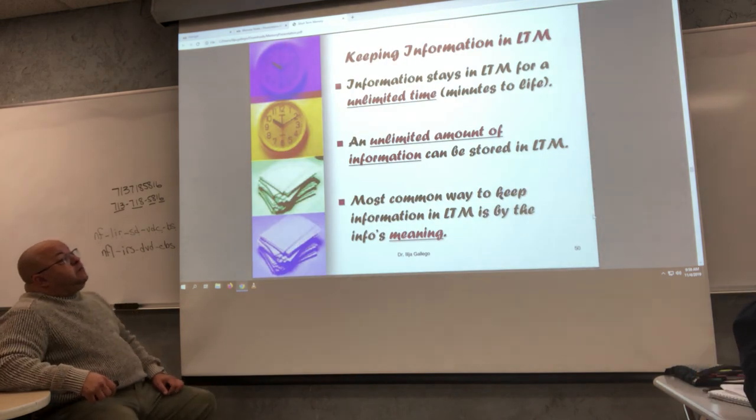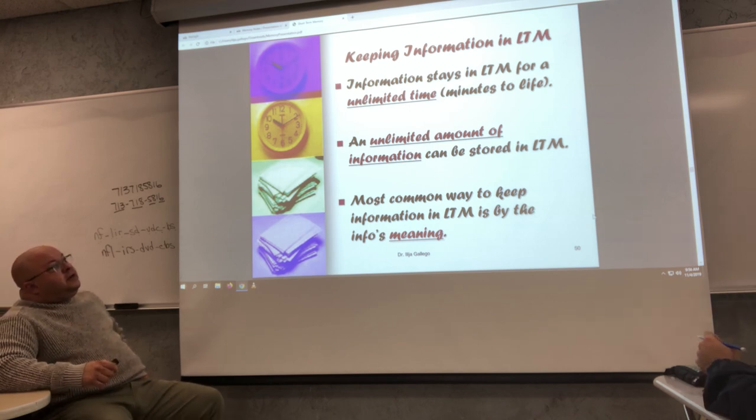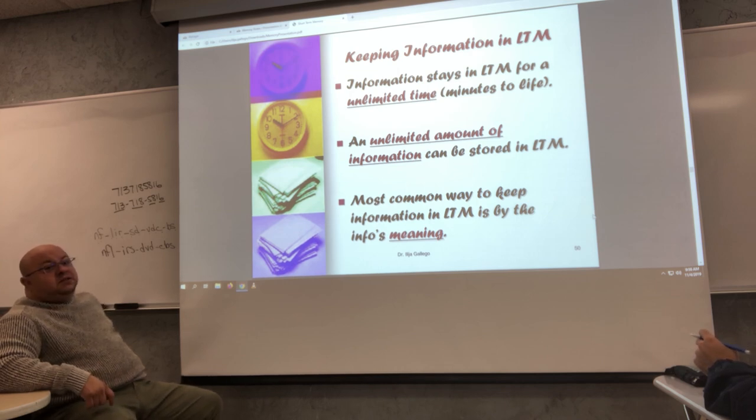Characteristics of long-term memory. The information stays in long-term memory for an unlimited period of time. It can be minutes or a lifetime. So you remember that heart and minutes had gone by. Some of you might be on your deathbed and remember that damn heart. So you just never know how long it's going to last. An unlimited amount of information can be stored in long-term memory. So you have no limits to what you can put in there. And the most common way to keep information in long-term memory is by its meaning. Not by how it sounds, not word for word, but by what it means.